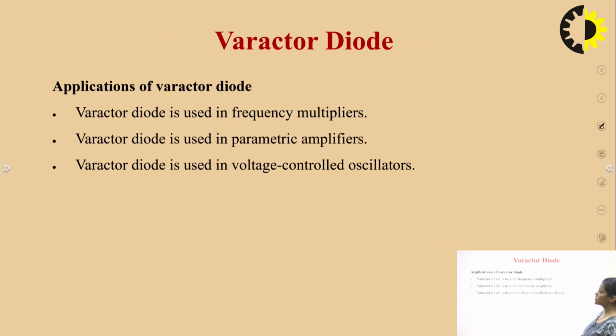What are the applications of the varactor diode? It can be used in frequency multipliers, it can be used in parametric amplifiers and in voltage controlled oscillators. So, this was all about the varactor diode.